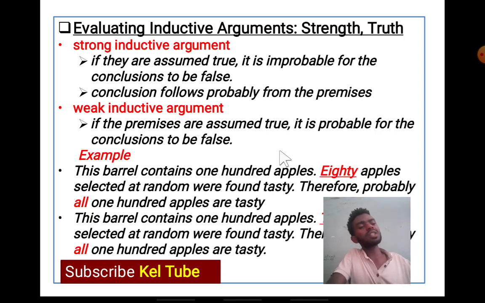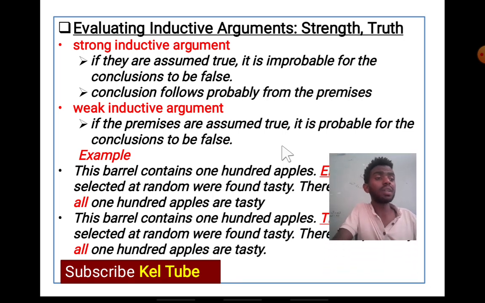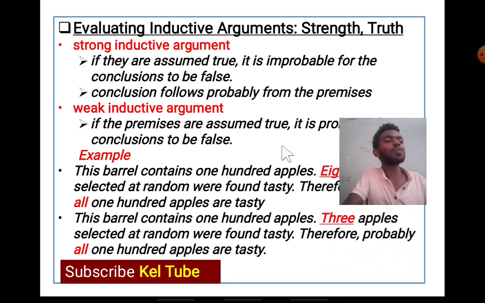If the premises are assumed true, it is probable for the conclusion to be false. Even if the premises are true, the conclusion can still be false. This is a weak inductive argument. Here is another example of a weak inductive argument.